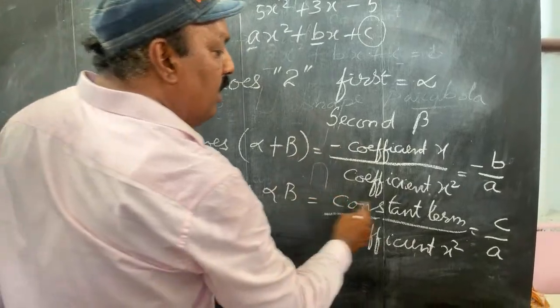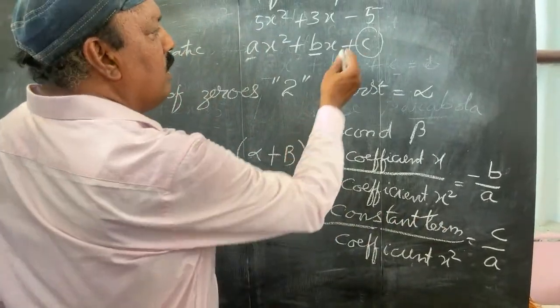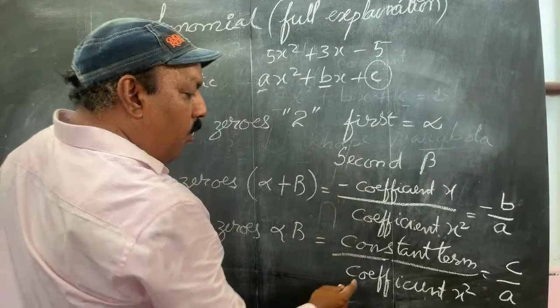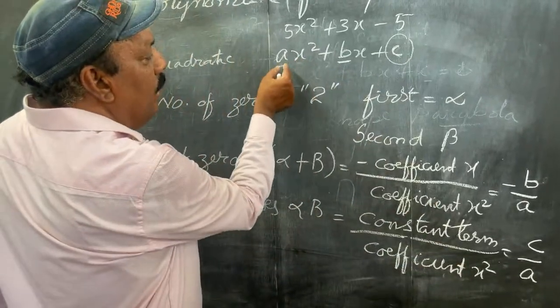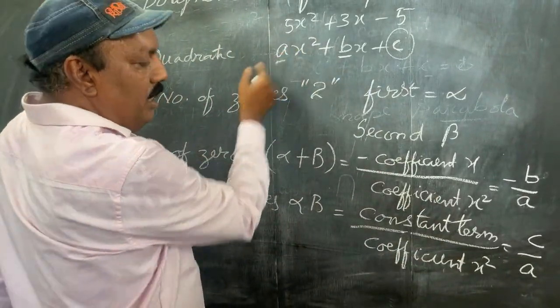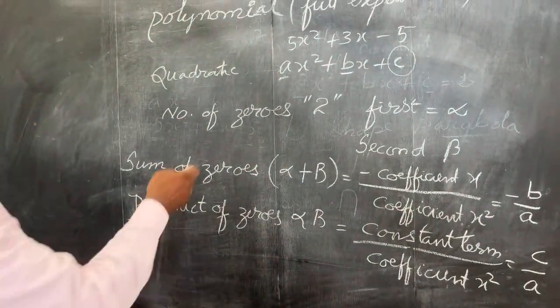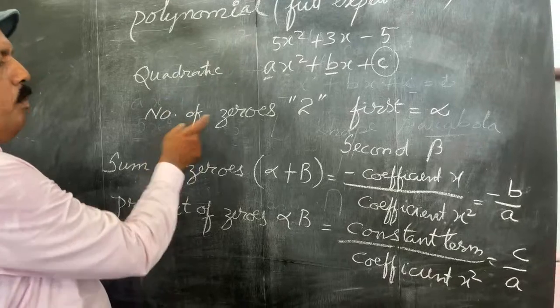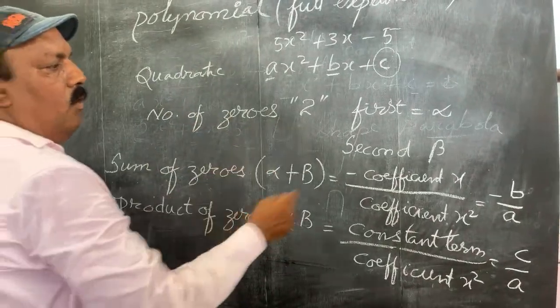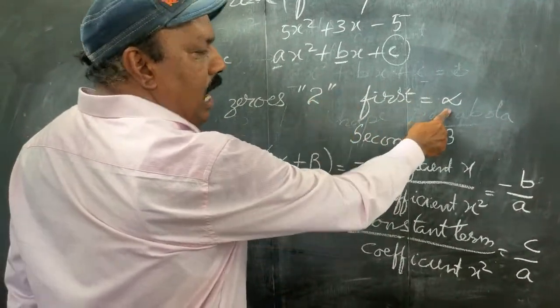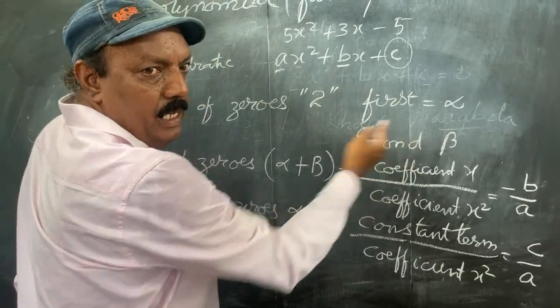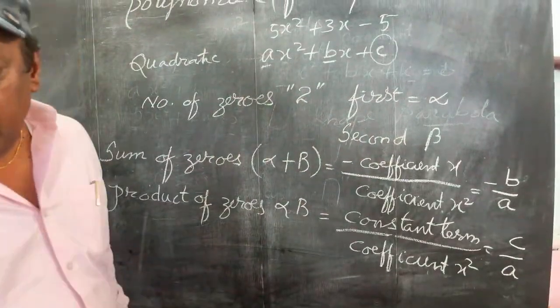What is c? The constant term. What is the coefficient of x square? The number which is present in front of x square is the coefficient of x square. Now you have both the formulae. For a quadratic polynomial, how many zeros do we have? 2. One zero is called alpha, another zero is called beta. These are the two zeros.